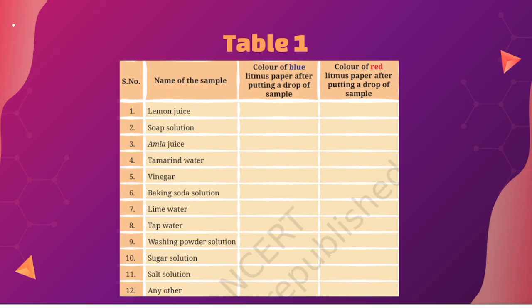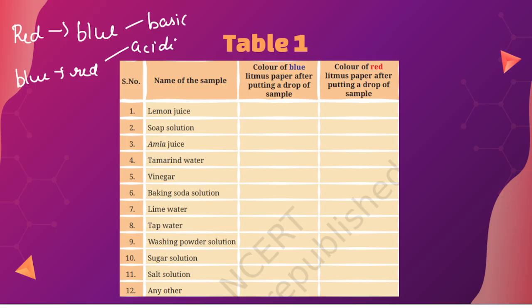We all know what red litmus becomes and what blue litmus becomes, which I have already told you. Let me write it here also, because we are going to complete the table together, so it will help a bit. The red litmus turns blue when it is a basic solution, and the blue litmus turns red when it is an acidic solution, right? Okay, perfect. Now let's do this table.